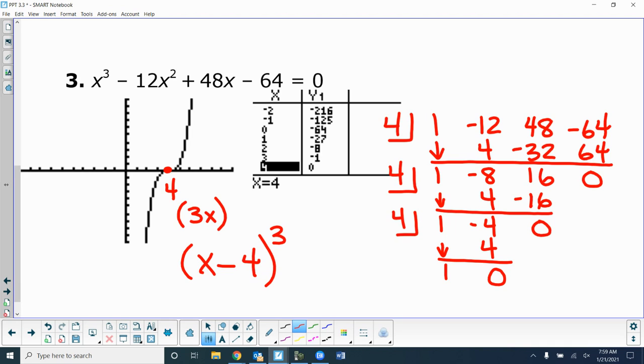Anita, did you have a question? Yeah, on the quiz, will we have to write it in the factored form? No, not now, but we're going to get to this part, maybe next week or the week after. So just to let you know what's going on there.